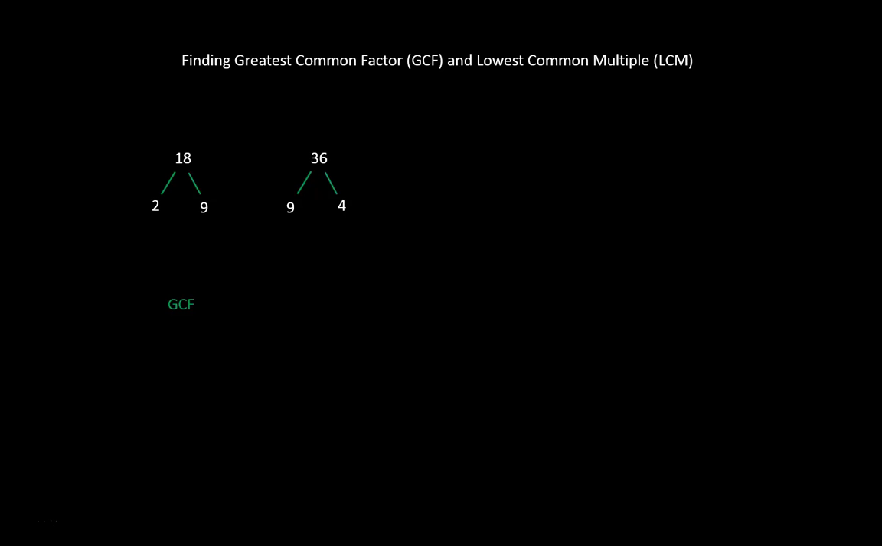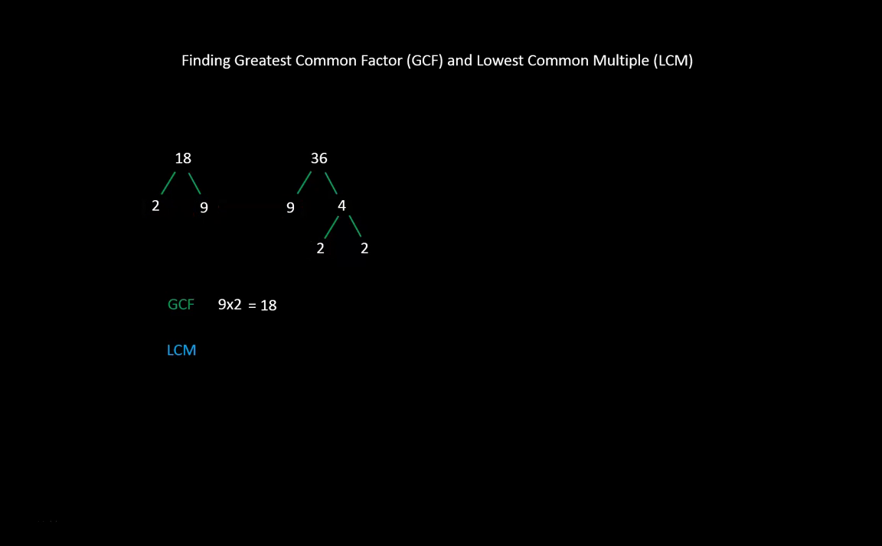GCF first. Notice that 9 is shared between the two of them, so that will be part of the greatest common factor. 2 and 4 are different, but 4 can be factored into 2's. So here we have another number that is shared. We combine the 2 and the 9 to give the greatest common factor of 18.